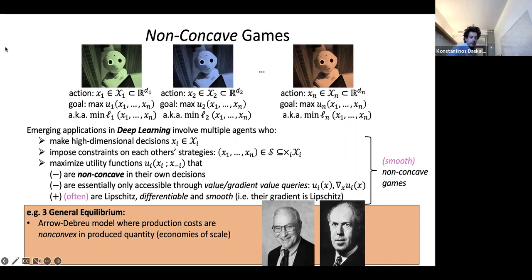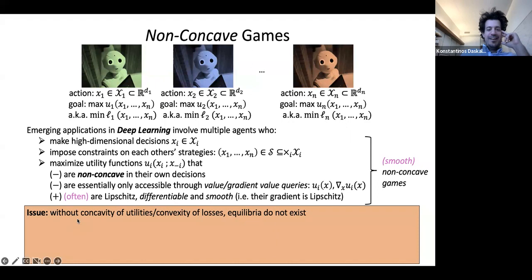All right, so my class contains a lot of interesting stuff from machine learning, game theory, economics, general equilibrium theory, and so on, and even things that cannot be modeled by the standard models. But there is an issue. And the issue, which I've already pointed out, is that without concavity of utilities, aka convexity of losses, equilibria are not guaranteed to exist.